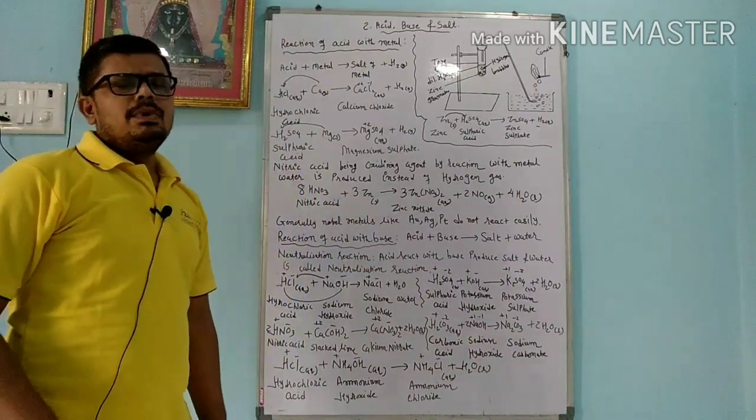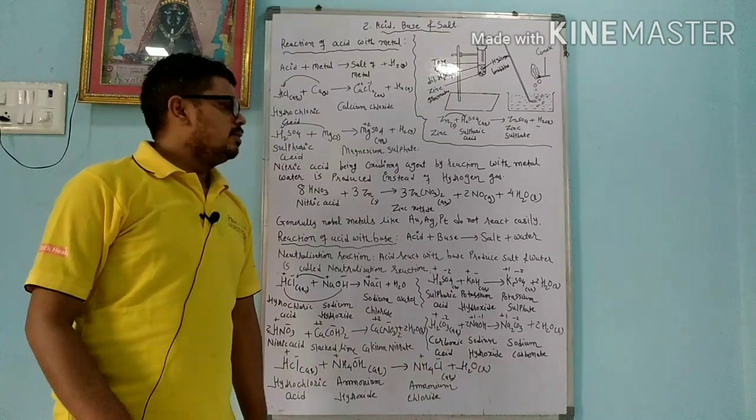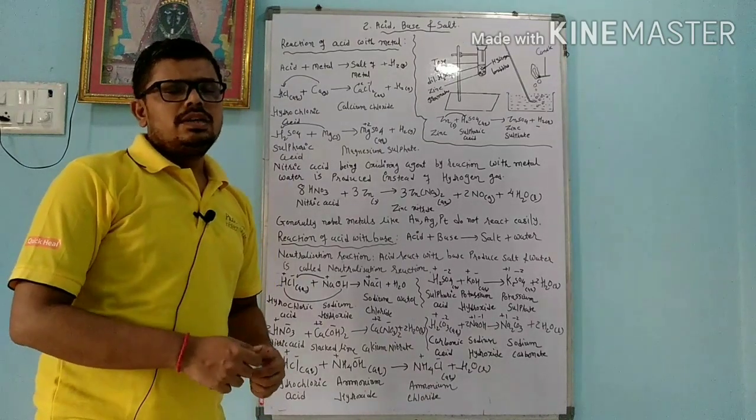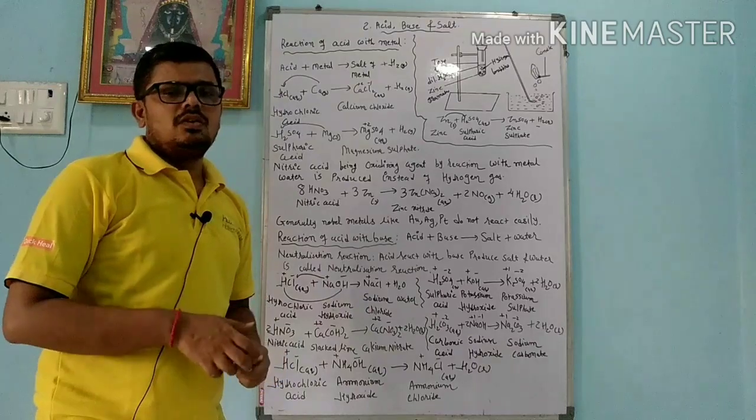Generally, some metals like gold, silver, and platinum do not react easily, because their reactivity is very low, so we use them as ornaments.